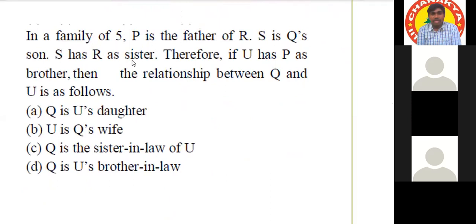In a family of 5, P is the father of R, and something is given. And finally, the question is, if U has P as brother, then the relationship between Q and P is dash. You need to decide the relation between Q and U.